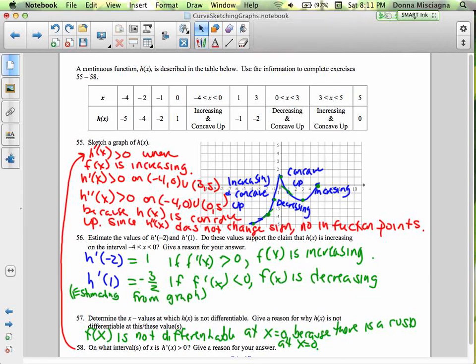Hence the reason for the little lines everywhere. All right. So we look at this. And what are we estimating from the graph? We're estimating the slope. Let me make sure that's clear to you. So we're estimating the slope of h of x from the graph.